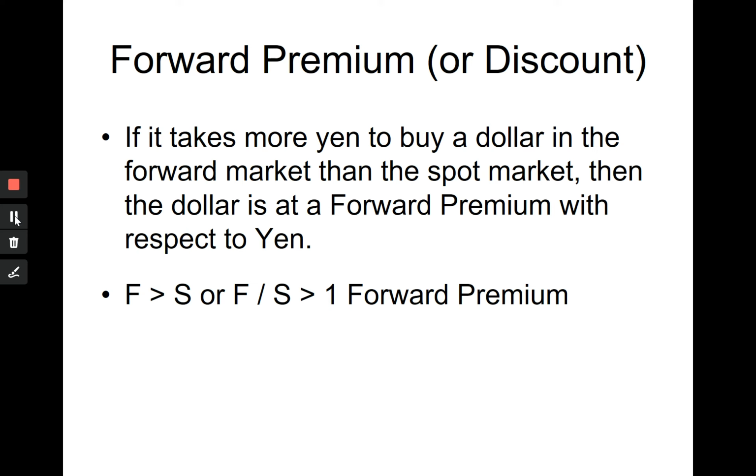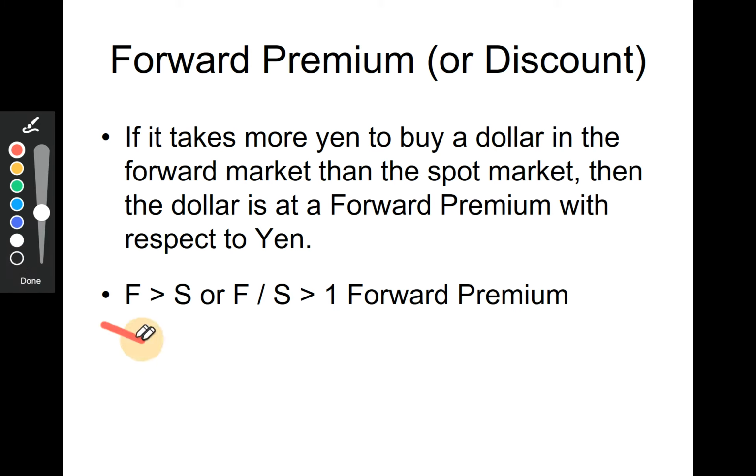And of course, in math, we can write it as we discussed before in terms of F and S. F, which stood for forward price, is more than S, which stood for spot price. Or if we like to write it as a ratio, we say F divided by S is greater than 1, therefore we have a forward premium.